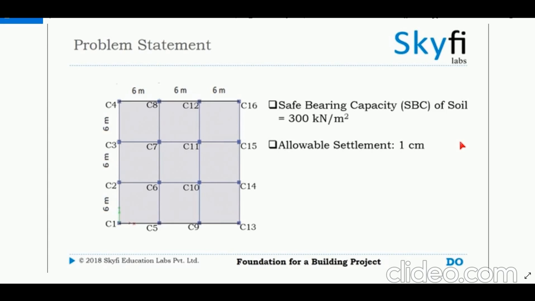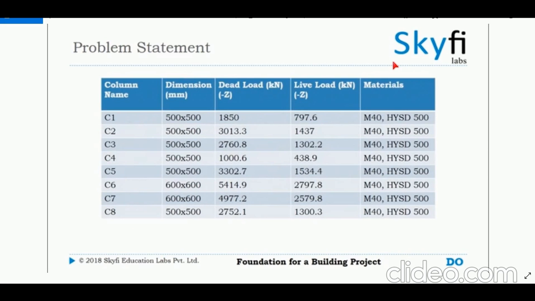Here we will be designing a matte foundation for the tall building which we have already created for the previous video assignments. The link is in the description. Here we have the given problem statement in which we are having 16 columns, each of which is spaced 6 meters apart. The safe bearing capacity of the soil is 300 kN per meter square and the allowable settlement is 1 centimeter. The given table shows the column name, dimension of the column, the dead and live load acting on it, and the materials to be used respectively.